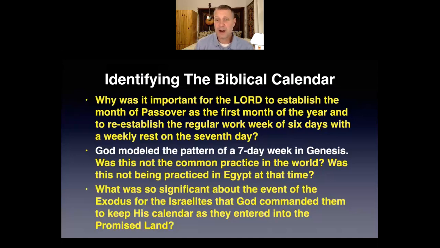God modeled the pattern of a 7-day week in Genesis chapters 1 and 2. Was this not the common practice in the world from time past? Was this not being practiced in Egypt at that time when the Israelites were in Egypt? What was so significant about the event of the Exodus for the Israelites that God commanded them to keep his calendar as they entered into the promised land?